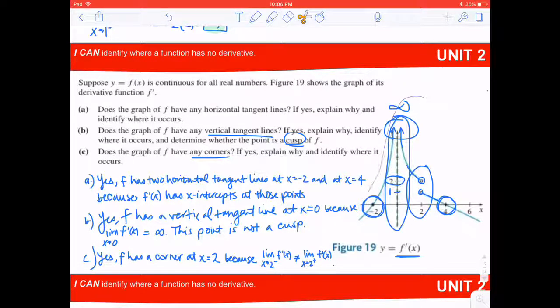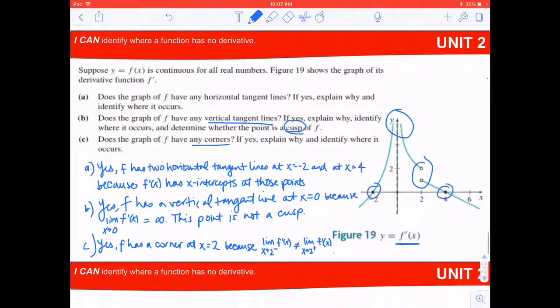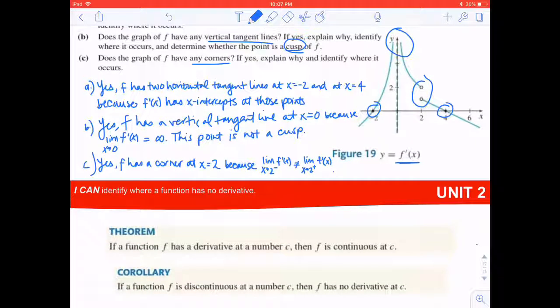So if I kind of erase all of these so we can get a good look at the graph here, we can see just from looking at the derivative, we're going to have two horizontal tangent lines. We're going to have one vertical tangent line, and we're going to have one corner. That sounds like one really fun function. If you wanted to take a minute and try and sketch out what that might look like, you can go ahead and give that a try. That could be a fun little activity.